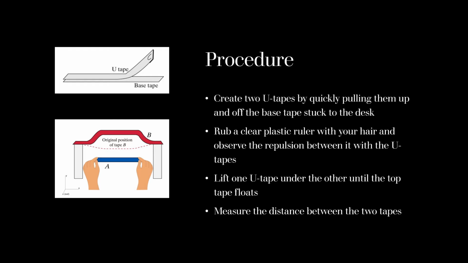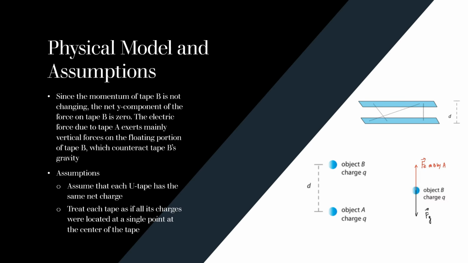We assume the tape at the bottom is tape A and the tape at the top is tape B. Since the momentum of tape B is not changing, the net Y component of the force on tape B is 0. The electric force due to tape A exerts mainly vertical forces on the floating portion of tape B, which counteracts tape B's gravity. For the first model of this experiment, we assume that each upper tape has the same net charge, and we treat each tape as if all its charges were located at a single point at the center of the tape.